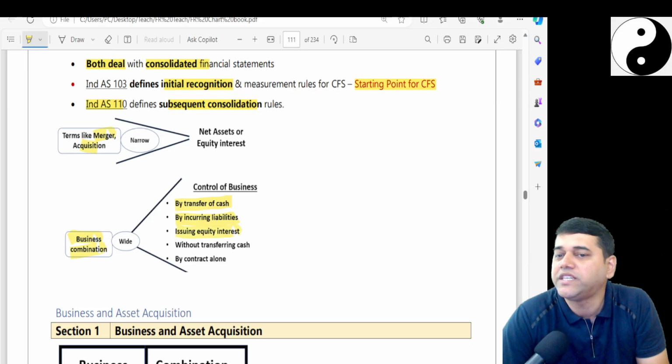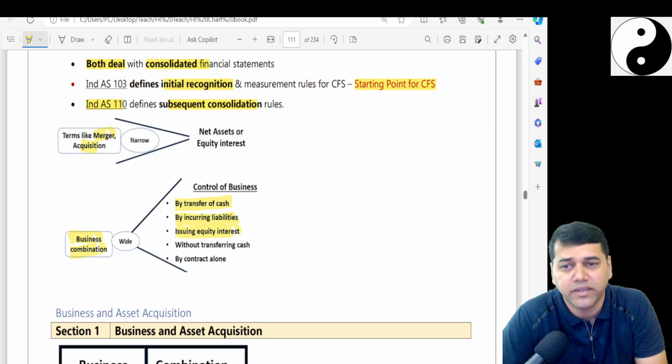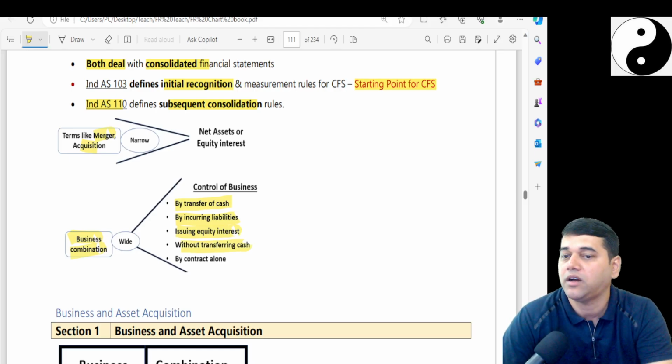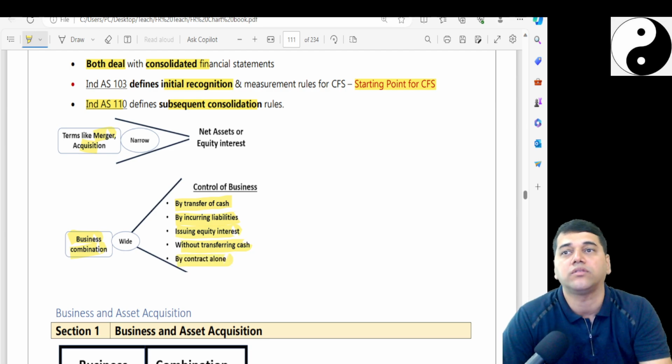You may issue the equity shares, that is also a straightforward case. Maximum cases happen like this now. Cash is a very small thing. Without transferring cash also you can do a business combination. How? You don't transfer the cash, nothing. Business combination can happen through other assets and liabilities, or by contract alone.